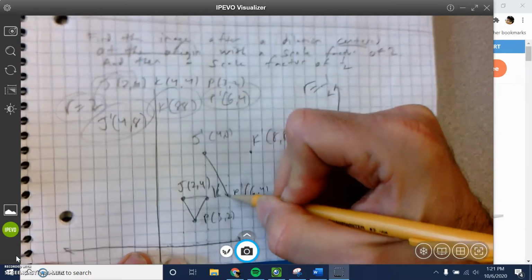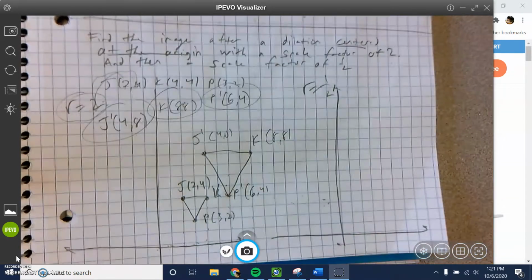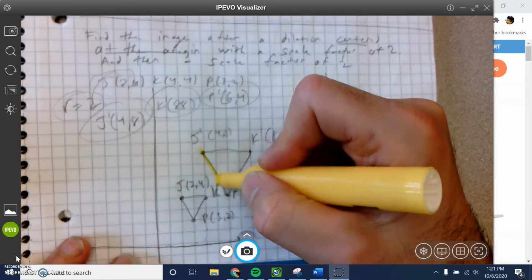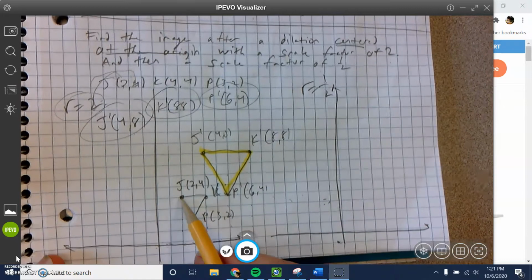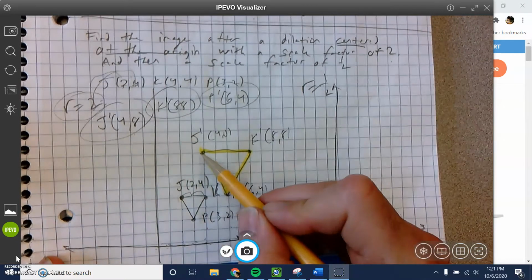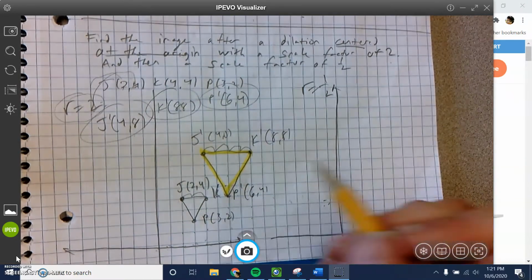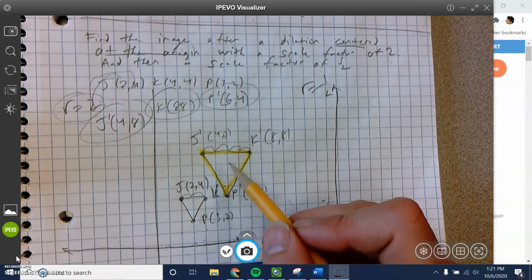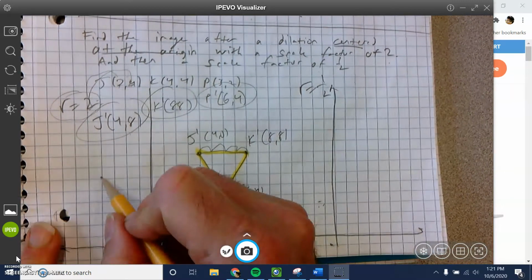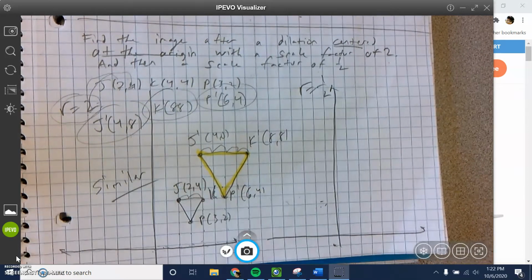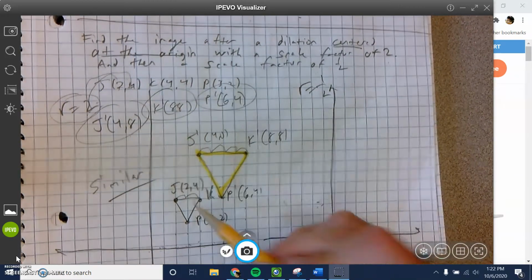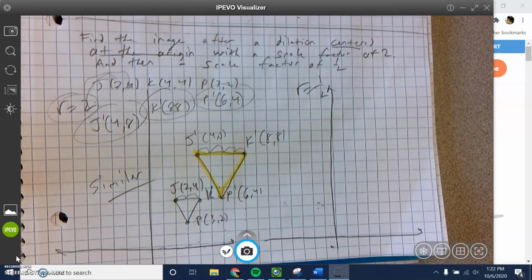So there you go. Notice how this is 2 times as big right here. Like this is 2 spaces, and this is 4. So each side is double the length. So these are similar. They're not congruent. They are similar. So here's the image, there's the pre-image.